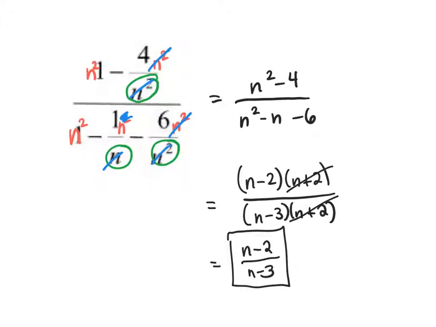So multiplying everything by the LCD is a really quick method. You do have to be careful because obviously there's a lot of things going on at once, but it's a really neat way to simplify these expressions that do come up quite a bit in mathematics.